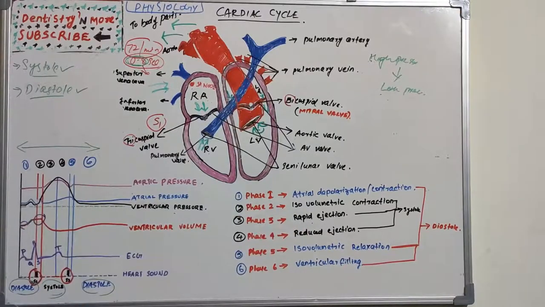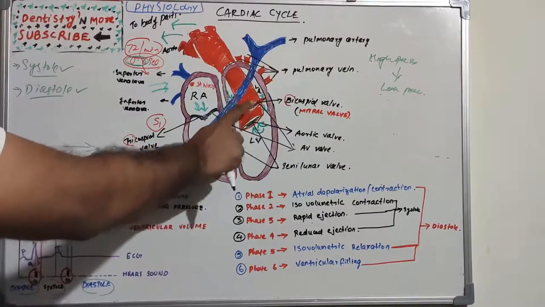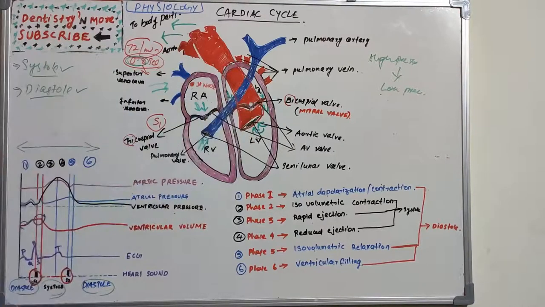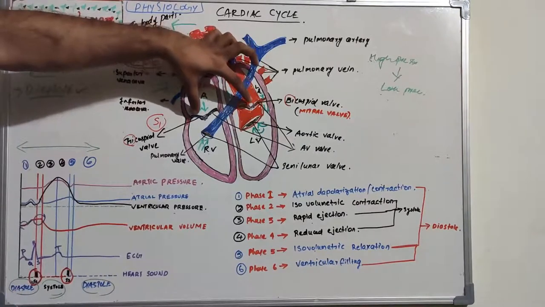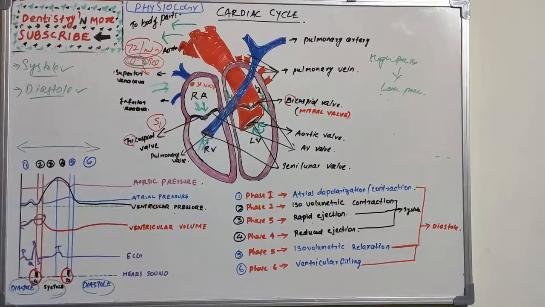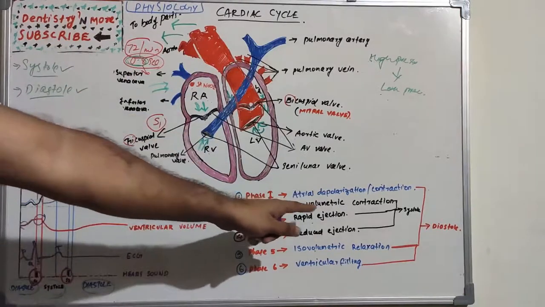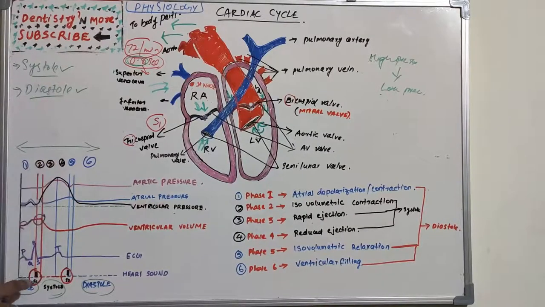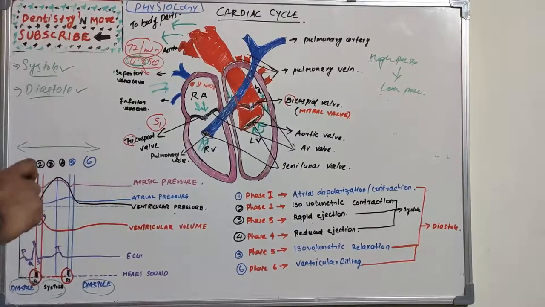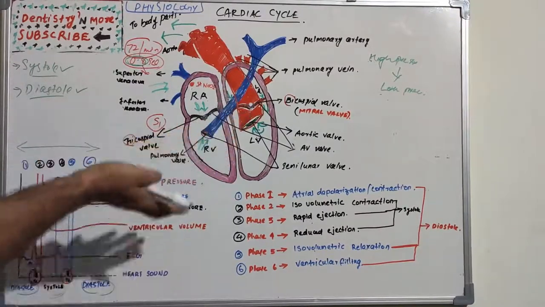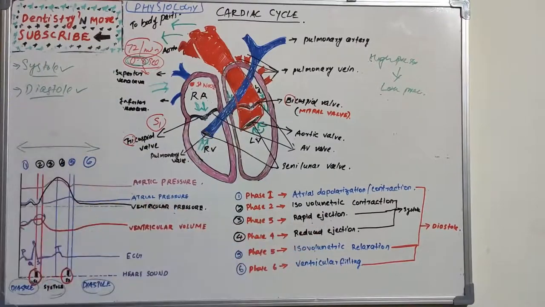Before that, we need to understand that when the tricuspid and bicuspid valves close during this isovolumetric contraction phase, the S1 sound is heard. This is the S1 sound, when the tricuspid valve and bicuspid valve close. S1 sound is heard, and the systolic phase starts by ventricular contraction. Systole is basically contraction, so when the ventricle starts contracting, the systolic phase happens, and it goes above the aortic pressure. So these valves open and blood goes into the pulmonary artery and aorta, which is known as rapid ejection.